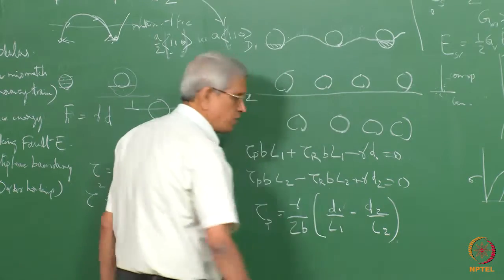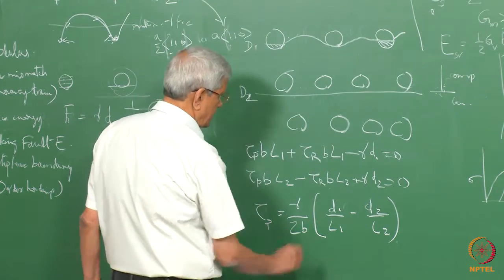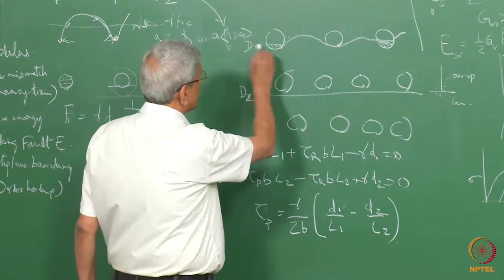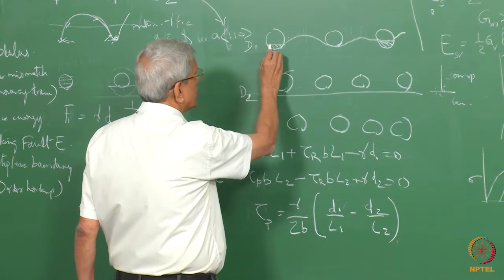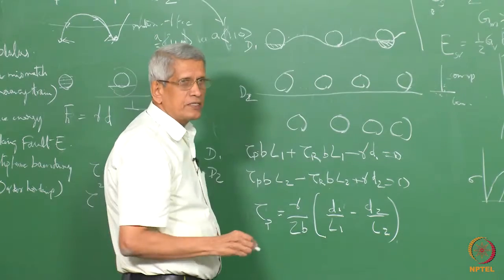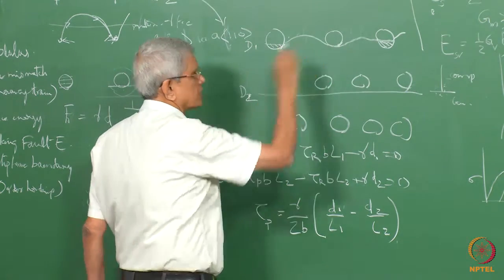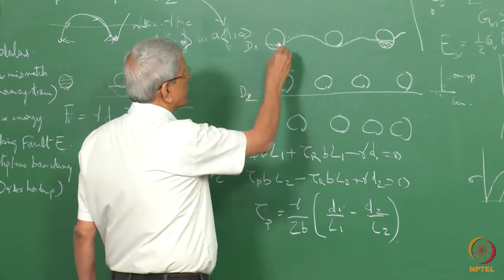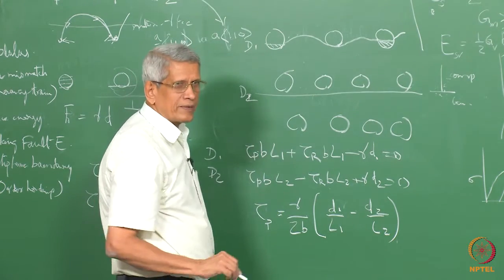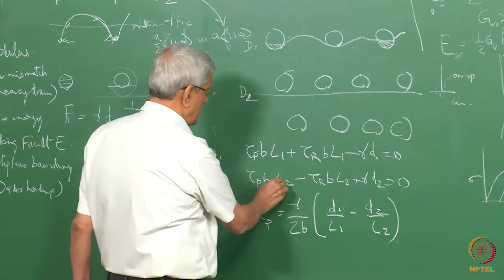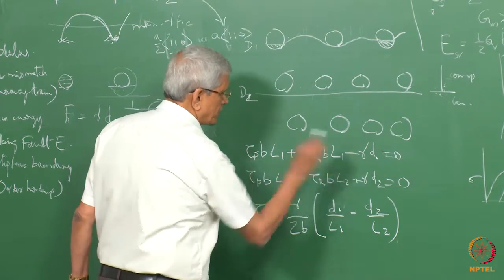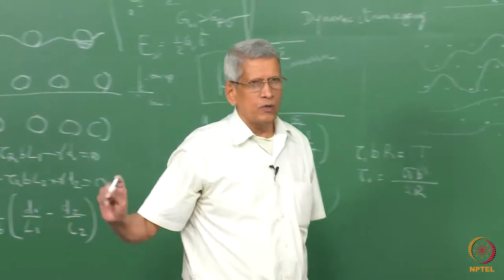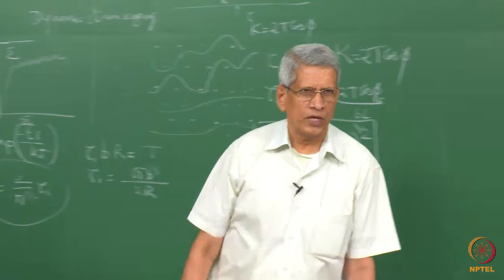Here gamma is the antiphase boundary energy. This is the Burgers vector of the dislocation. d1 by L1: d1 is the average distance which dislocation 1 has cut in the particle, and L1 is the average spacing. Similarly, L2 remains that, and d2 has that same meaning. There are some formulas with which one can find these out.